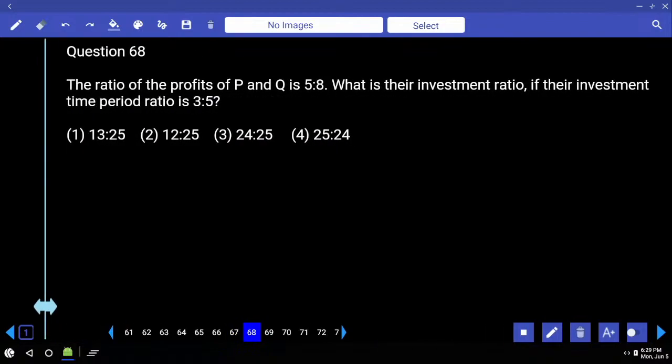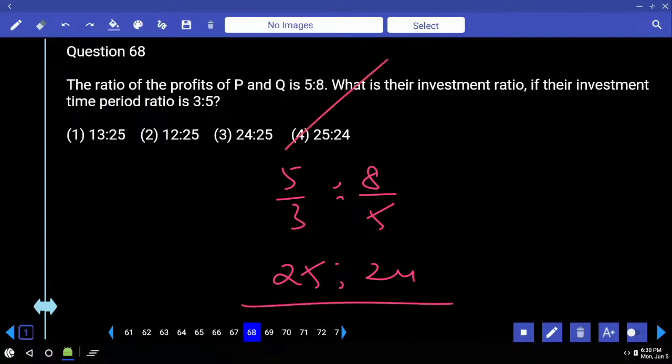The ratio of the profits of P and Q is 5:8. What is their investment ratio, if their investment time period is 3:5? If profit is divided by time, we will get the investment ratio. So 5 by 3, 8 by 5, 25, 24. That's all. Option 4.